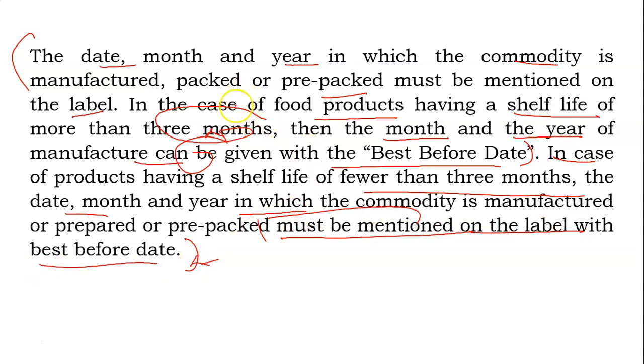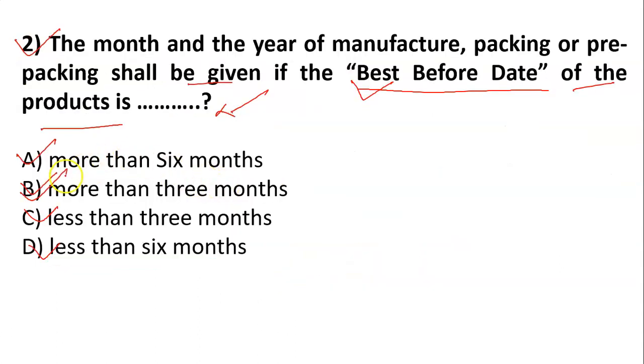It means if its shelf life is more than 3 months, then it can be given with the best before date. But if its shelf life is less than 3 months, then it must be mentioned on the label, right? So the answer for this question is B.